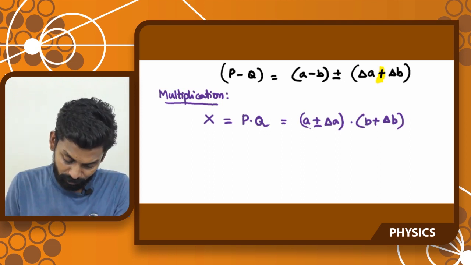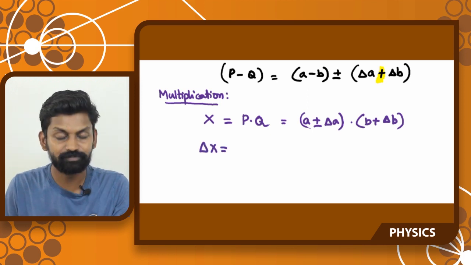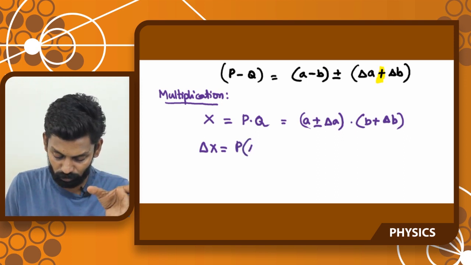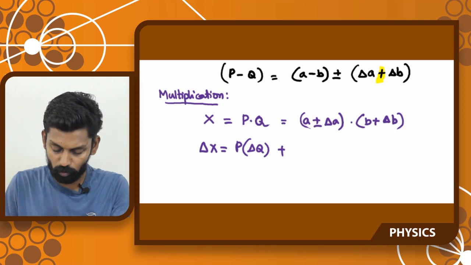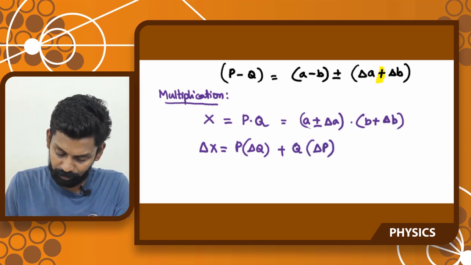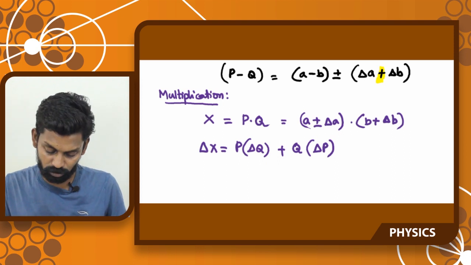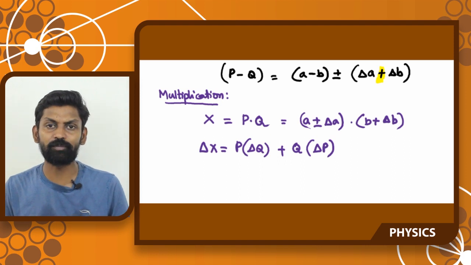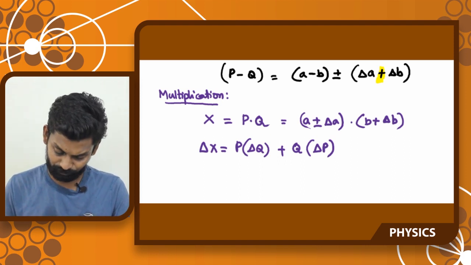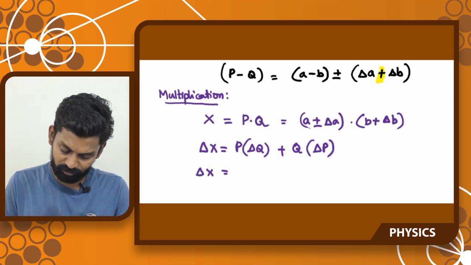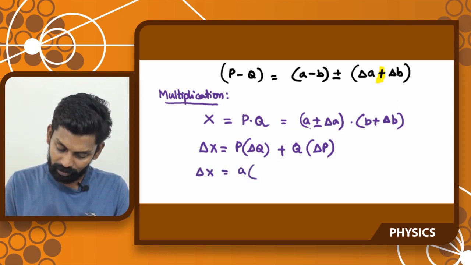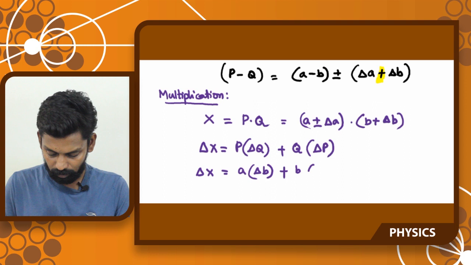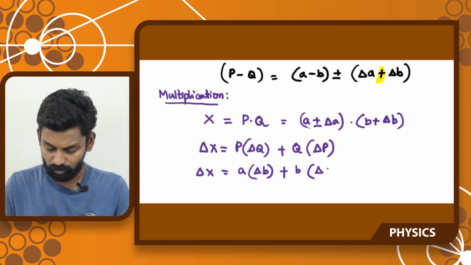So first, when I am finding the error in x, delta x is equal to, I have to take P as constant and account for the error in Q, plus Q as constant and account for the error in P. The sum of these two terms will give the overall error in x, which is equal to PQ, and the same result can be obtained with the help of differentiation as well. Now delta x is equal to the true value of P, which is A, into the error in Q, which is delta B, plus the true value of Q, which is B, multiplied by the error in P, which is delta A.